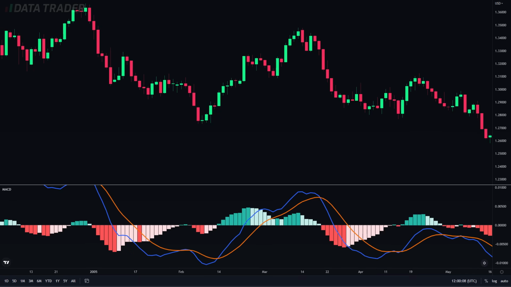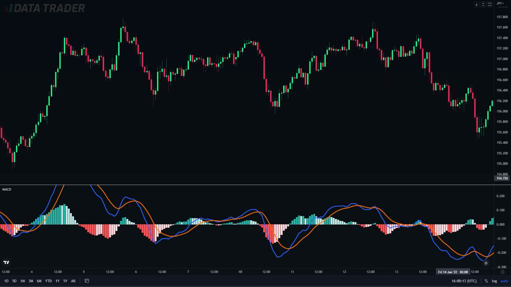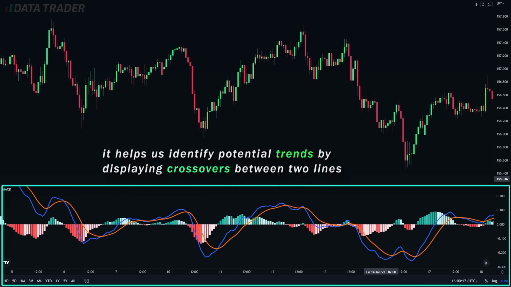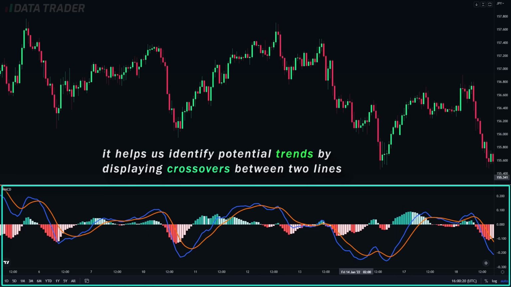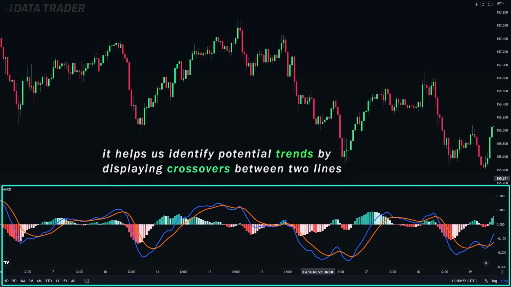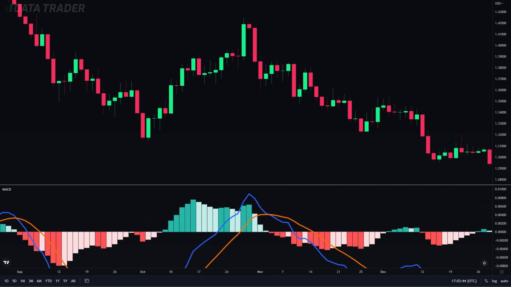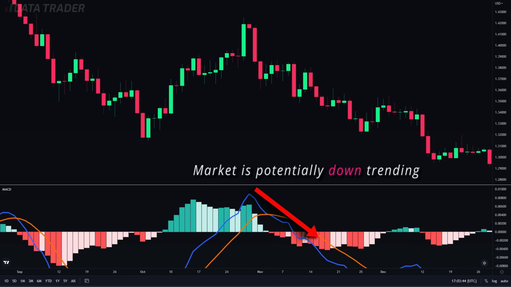I'm going to show you what the indicator is and how it works. So first, I'm sure all of us are familiar with the mechanics of the classic MACD. It helps us identify potential trends by displaying crossovers between two lines. If the blue line crosses above the orange line, it shows us that the market is potentially uptrending and that it would be a good buying opportunity. And if the blue line crosses below the orange line, it shows us that the market is potentially downtrending and that it would be a good selling opportunity.